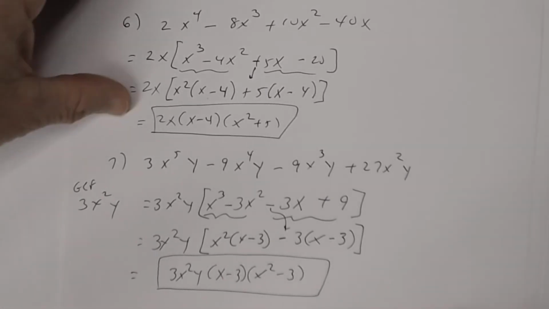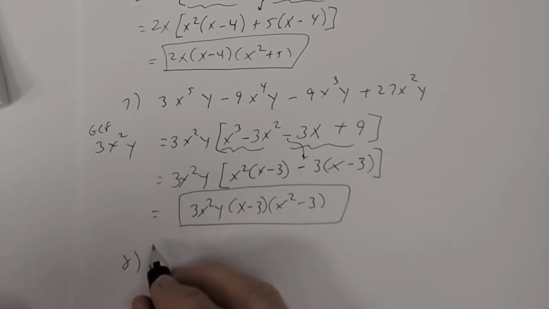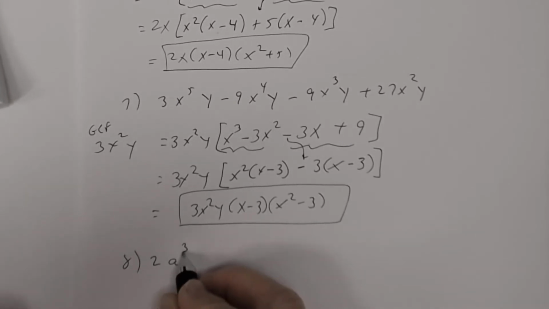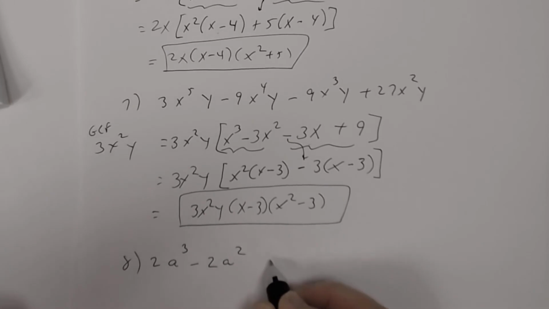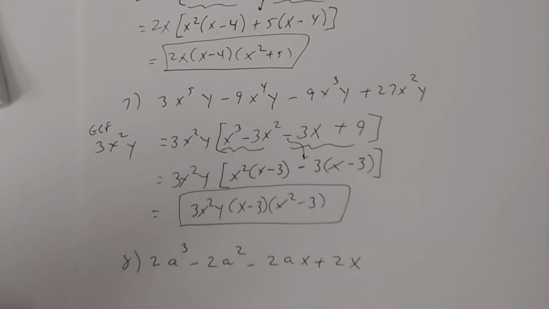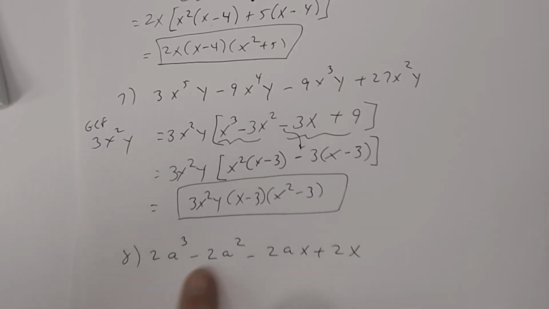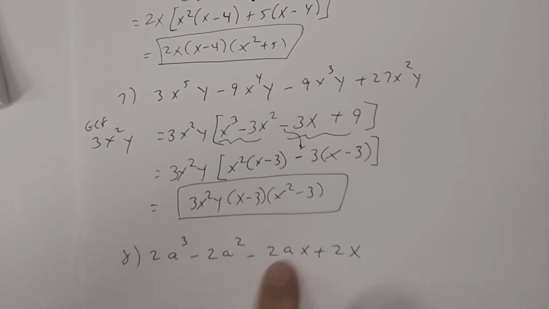All right. Okay, let's do one more, number 8. So number 8, let's suppose we had 2a cubed minus 2a squared minus 2ax plus 2x. All right, so let's suppose we had that. Okay, so the GCF is 2, and then what about the variables? The variable a is not in all of them, and the variable x is not in all of them. So the only GCF here is what, 2?